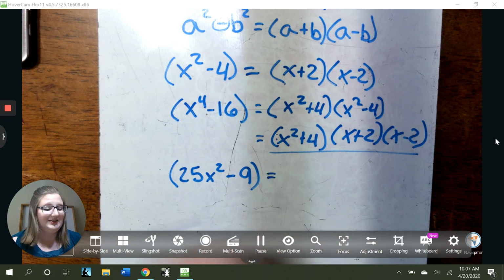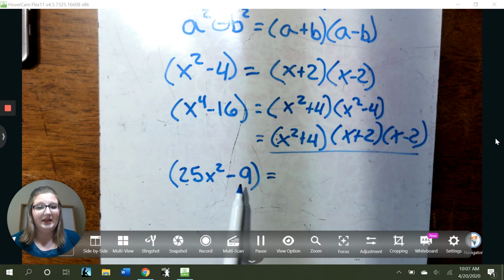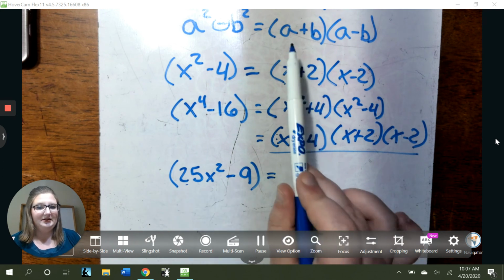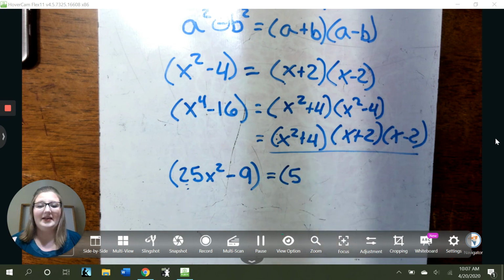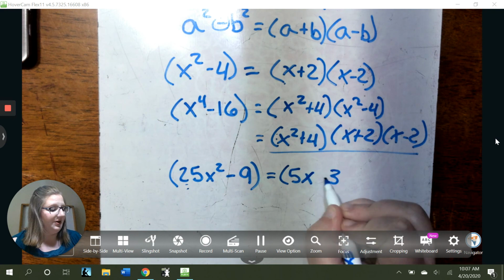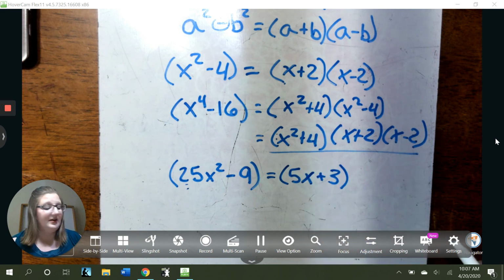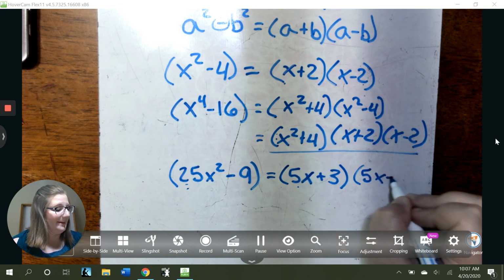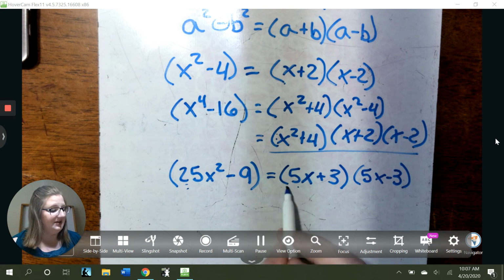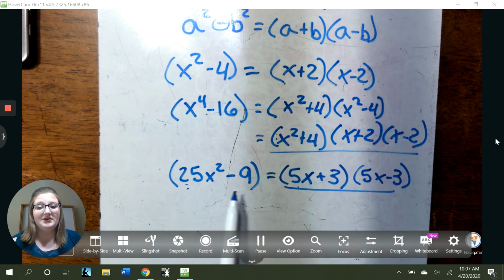So we're going to use the same difference of squares method, and we still follow that same pattern. We take the square root of each term and then write them together, one with a plus, the other with a minus in between. So if we start with the 25x squared, the square root of 25 is 5. So we write that. The square root of x squared is x. And the square root of 9 is 3. And we put a plus in between them for the first factor. For our second factor, we write the same thing, but with a minus in between. So 5x minus 3. And so this would be the factored form of 25x squared minus 9.